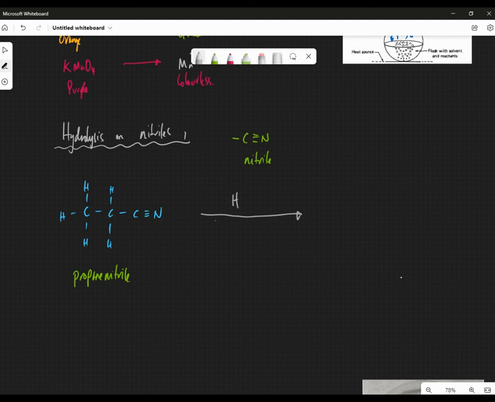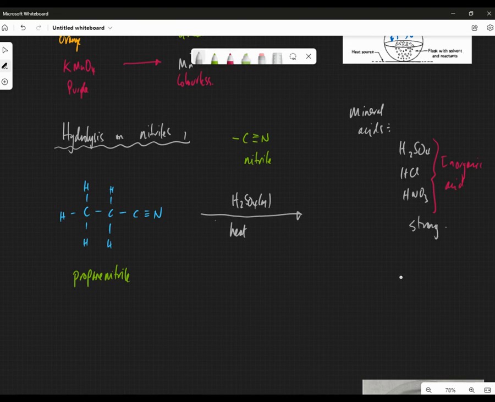with a mineral acid, sulfuric acid, for example, and heat. Okay, by the way, what are the mineral acids? Mineral acids are the ones we use in the lab: sulfuric, hydrochloric, and nitric. If you like, they're the inorganic acids that we use, and it's to differentiate them from carboxylic acids. So these ones are used, and as you all know, they're all strong, and that means they dissociate fully.